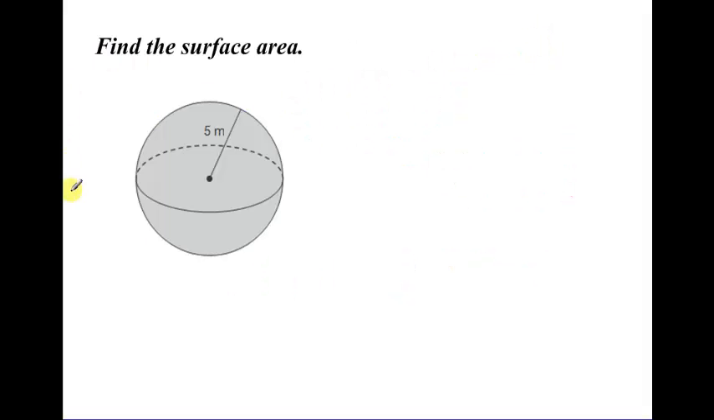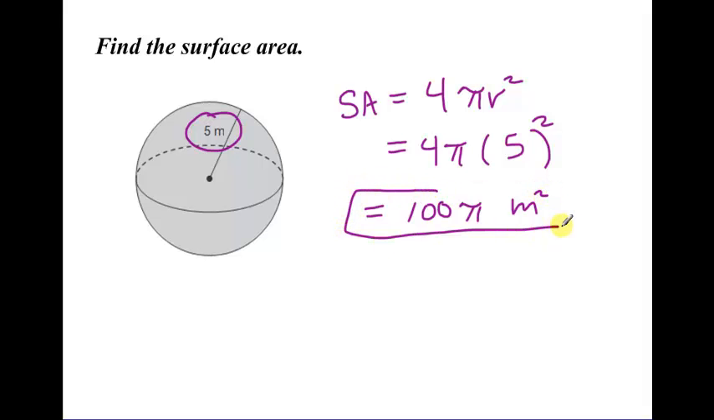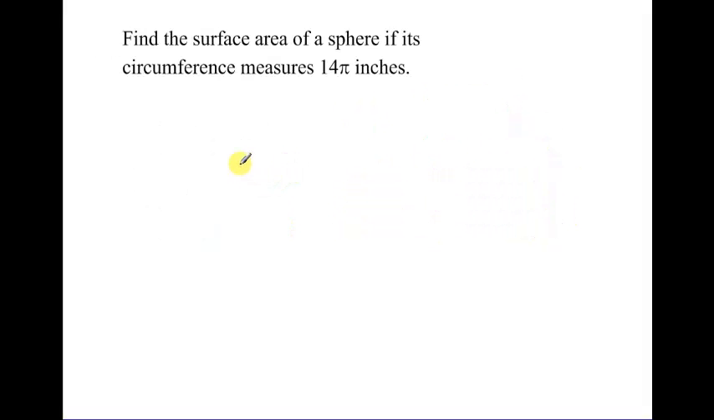Let's do some examples. We're going to just find the surface area of this sphere. So let's start with our surface area formula, 4 pi r squared. And we just plug straight into this. So 4 pi comes down, and then pulling from our diagram, the radius is 5 meters. We're going to square the 5 and calculate that out. So let's start with squaring the 5 to 25 multiplied by 4. Get 100 and bring down that pi. So we've got 100 pi square meters. That's our surface area.